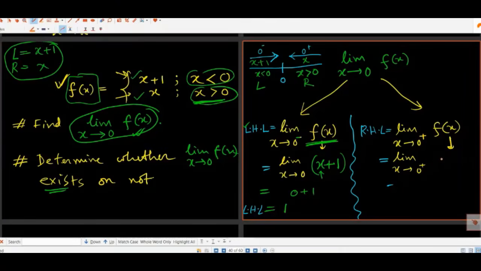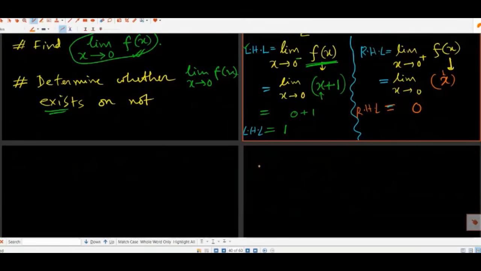Yeah, so the function value will obviously be 0. Since we have found our target, we have reached our target, we can drop this plus sign. Now we can input 0 where we have x. So actually we are getting 0. So left hand limit is 1, right hand limit is 0.